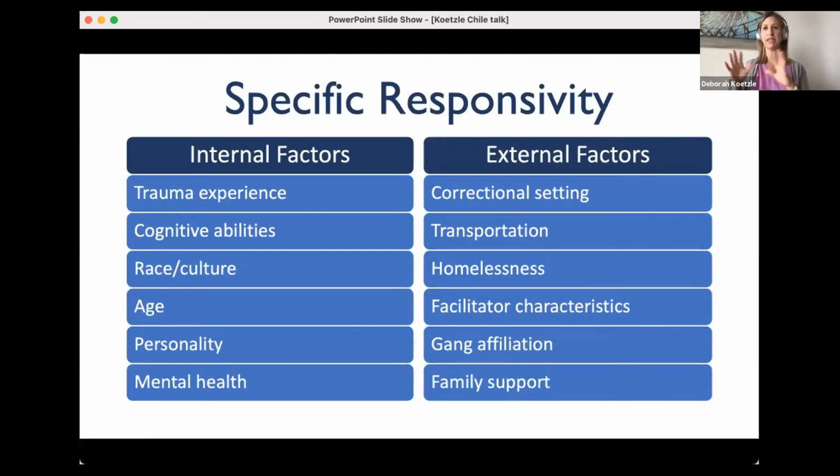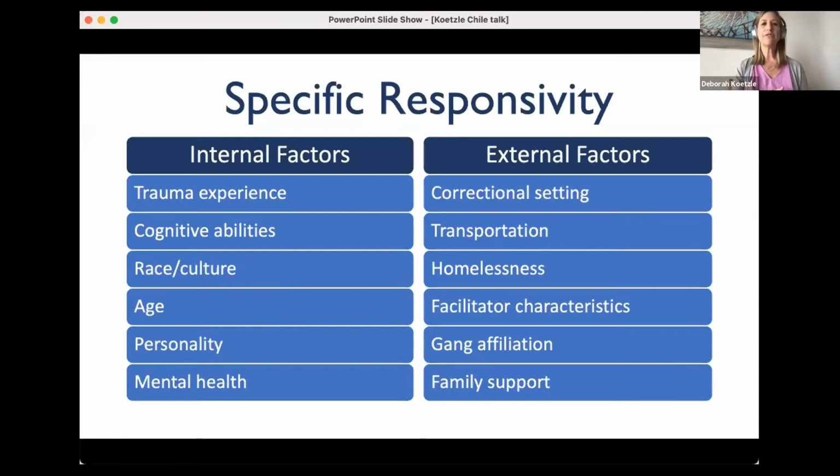So general responsivity is sort of the big picture. And then we have specific responsivity, which really now is about the individual. With specific responsivity, we can talk about both internal factors and external factors. And remember, these are factors that might make it difficult for someone to be successful in an intervention. Addressing these factors is not thought to directly impact recidivism, but rather it increases the likelihood that someone can complete a group, complete an intervention. And we know that if someone successfully completes an intervention, they're also more likely to be successful after that intervention.